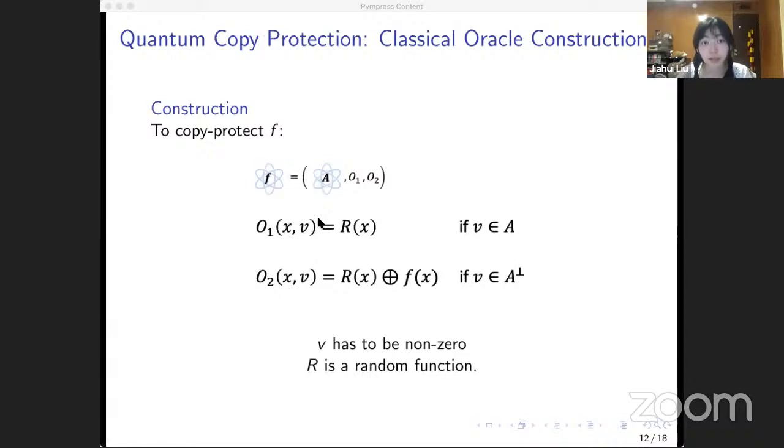Our copy protection construction for F consists of one copy of state A and two oracles. Each oracle checks if a part of the input is in A or A perp, respectively, and then gives a secret share of the function F evaluated on X. Combining the output of these two oracles, a user can recover the correct evaluation of F(x).